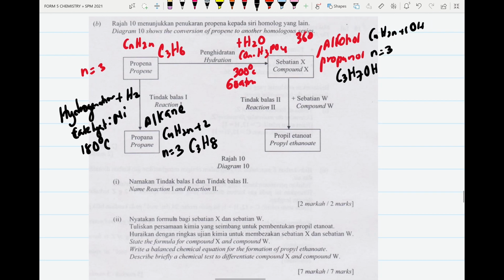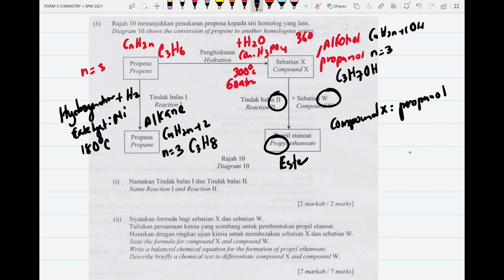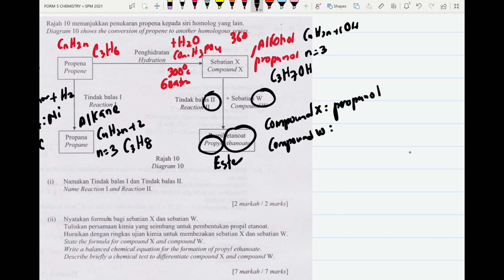All these must be remembered. So they take the propanol reacted with compound W in reaction number 2. So they produce propyl ethanoate. This propyl ethanoate belongs to ester. Here the propyl comes from propanol. So the alcohol that they use, or the compound X they use, is propanol, and the compound W they use is ethanoic acid, a carboxylic acid.